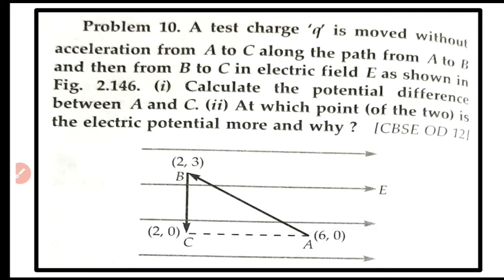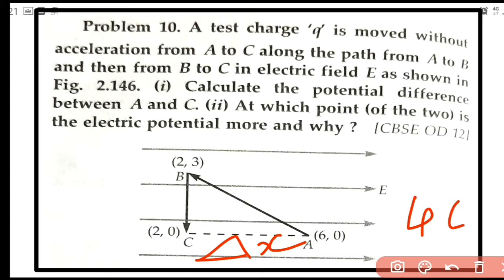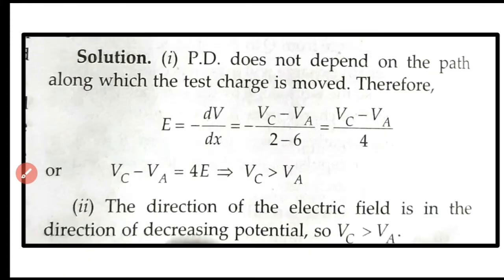You are asked to find the potential difference between A and C. What will be the potential difference between A and C here? Delta X will be this AC. So what is delta X? A has coordinate 60 and C has coordinate 20, so that distance is 4 centimeter. Our expression, the same equation, E is equal to minus delta V by delta X, or minus dV by dx. Substituting, we have the potential difference as Vc minus Va equal to 4 times E.